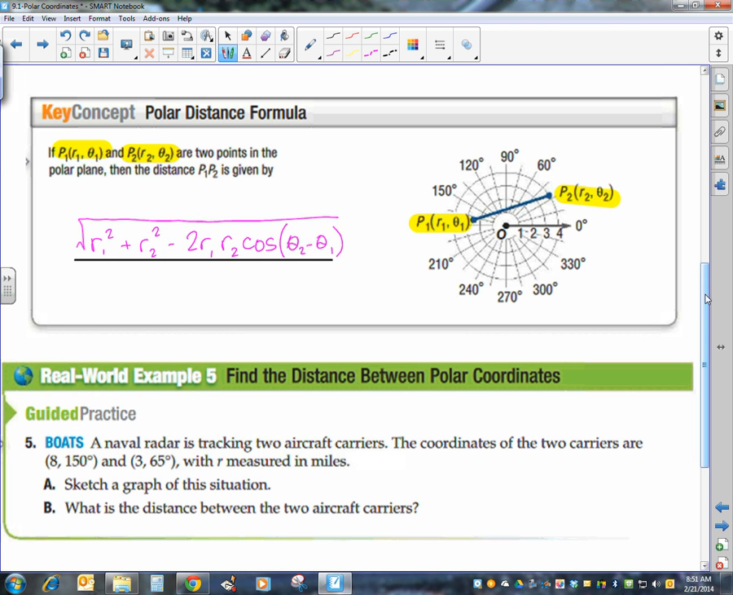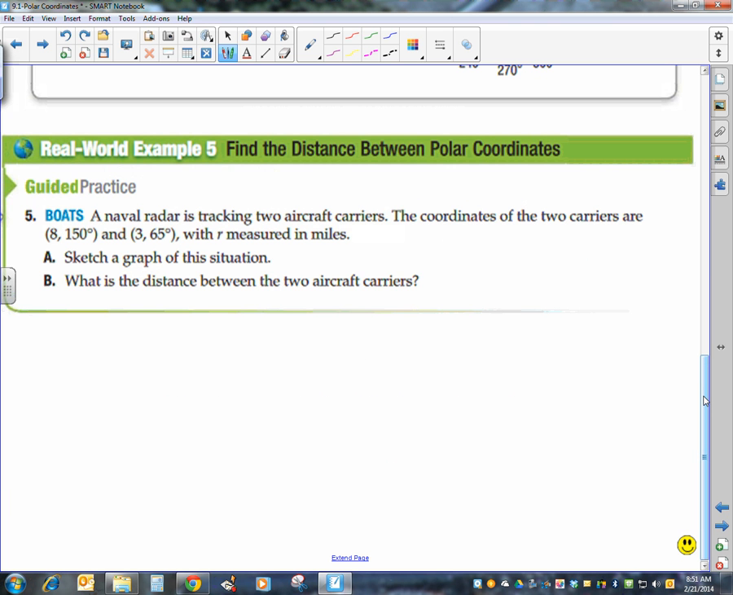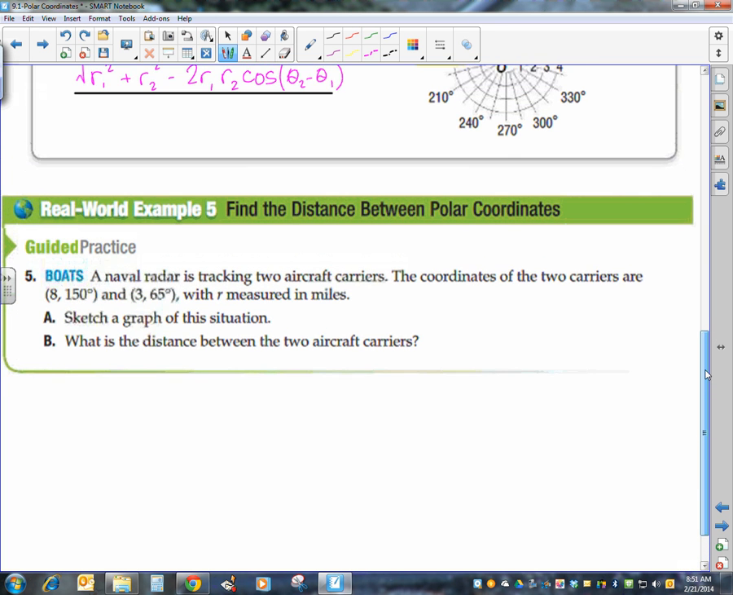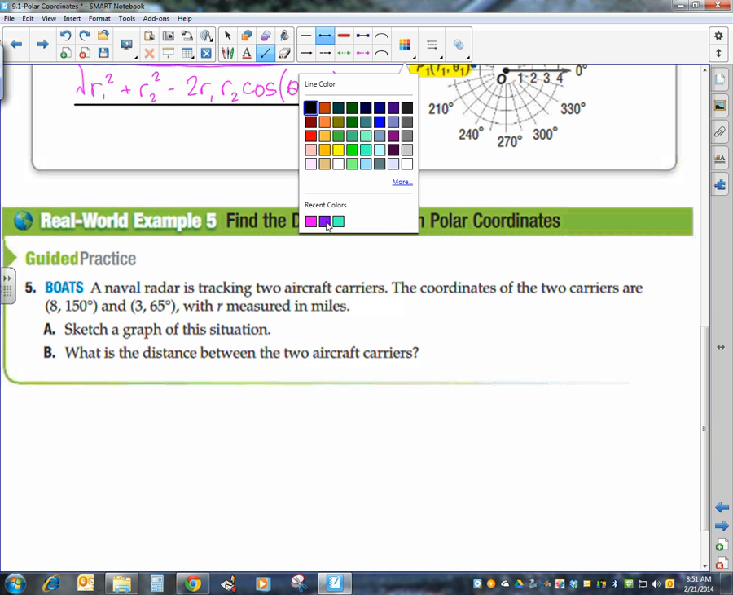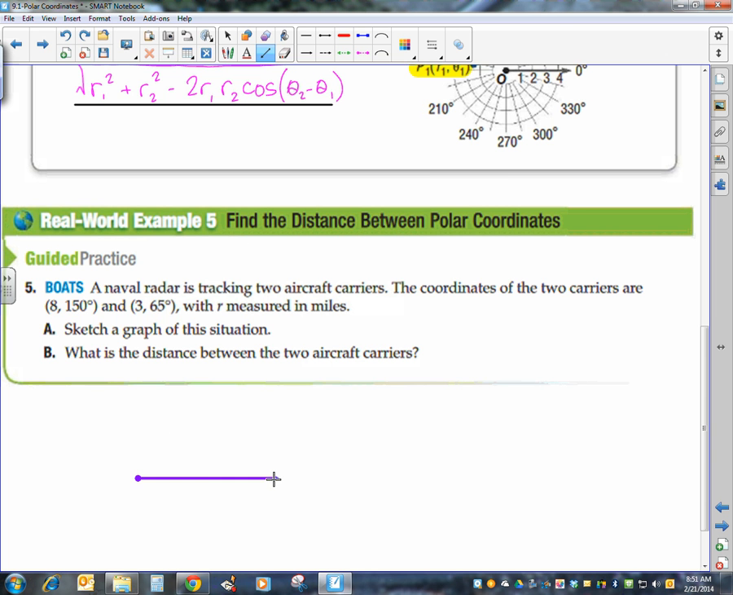Okay? All right, let's look at this last problem. A naval radar is tracking 2 aircraft carriers. The coordinates of the 2 carriers are (8, 150) and (3, 65), with r measured in miles. Sketch a graph of the situation. Okay, so if I were to go plot that, let's go plot some nice little. All right, I start at 0, and if I go to 150, that's going to be over here. And we'll make it longer because I'm going to go out to 8.